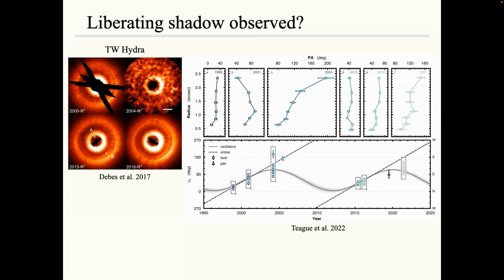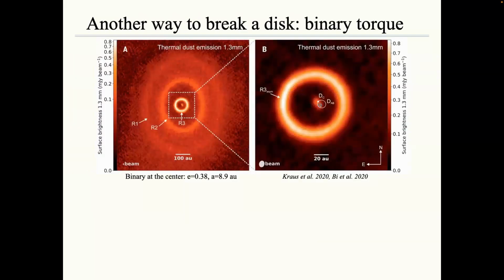So I have described one mechanism to break the disks, but another way to break a disk is through a binary at the center, if there is a binary system. Okay. So this is motivated by this system. This system, TW Ori, has 3 rings, and the innermost ring is a circle. So clearly, when you look at this ring face on, it's a circle. But the outer 2 rings are ellipse shaped. It means they are inclined. Right? So just based on the shape of the rings, you know the inner and outer disks are misaligned.